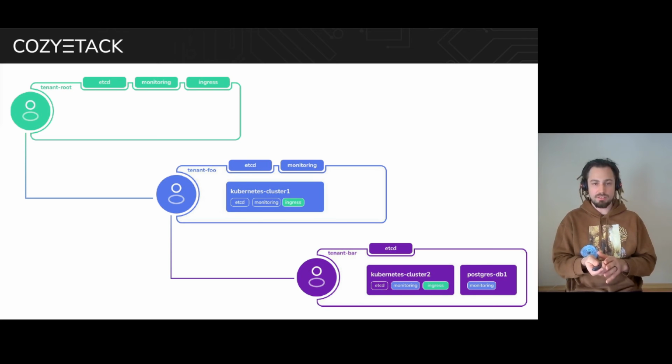And any application installed in some tenant can inherit resources from the upper tenant in case their tenant has none. For example, the blue tenant foo has no ingress, so the Kubernetes cluster will use the ingress from the green tenant root. Kubernetes cluster 2 and Postgres will use the blue monitoring from tenant foo. Why is it important? Because some users want to have the same interface for monitoring, one single Grafana where they can see all their clusters and their applications. This model allows us to achieve that.